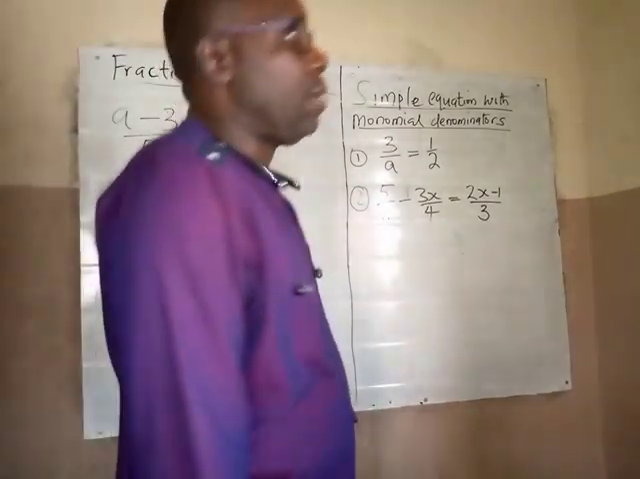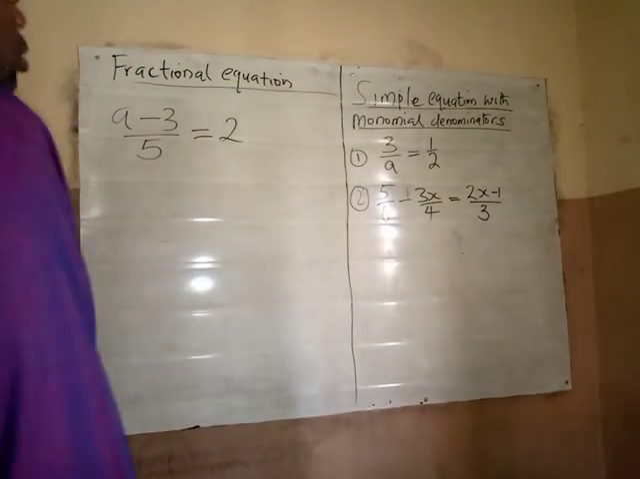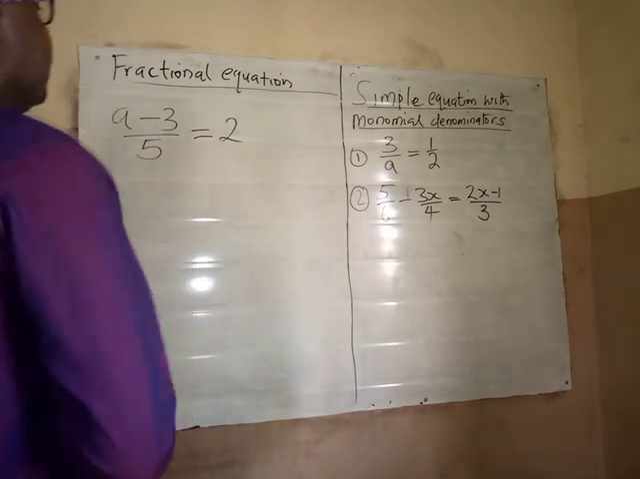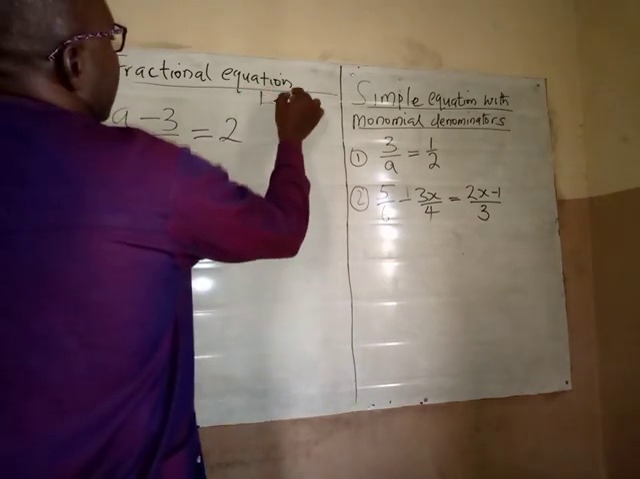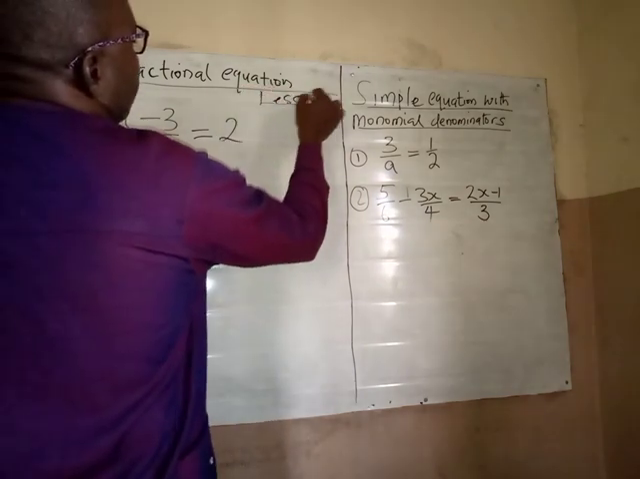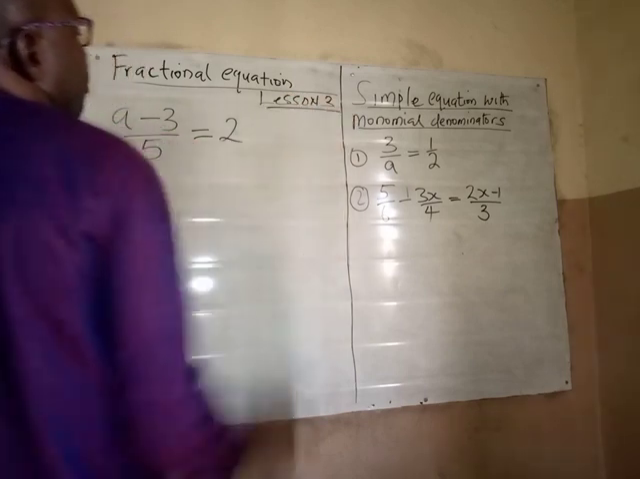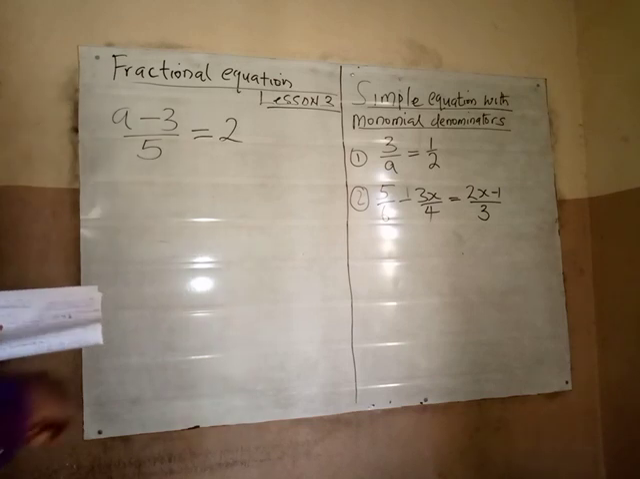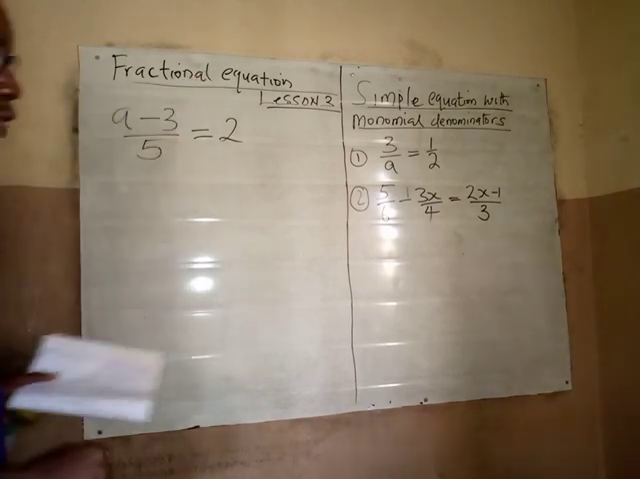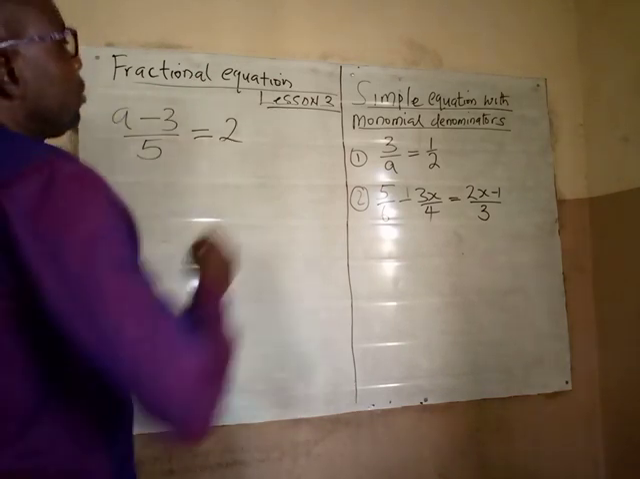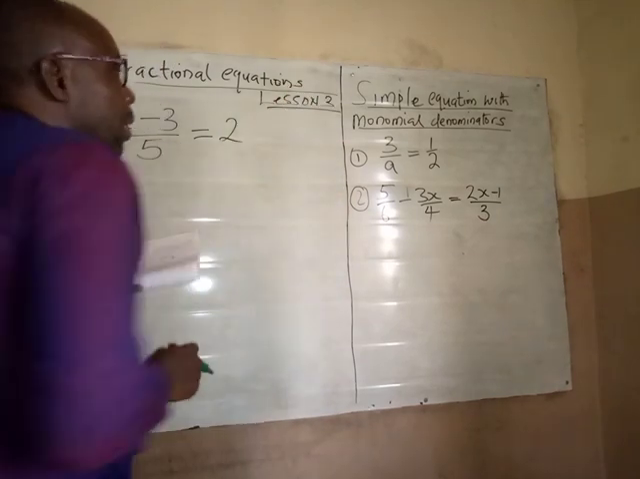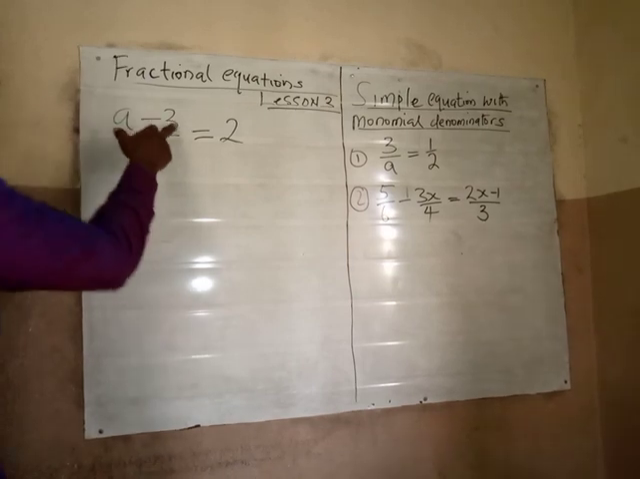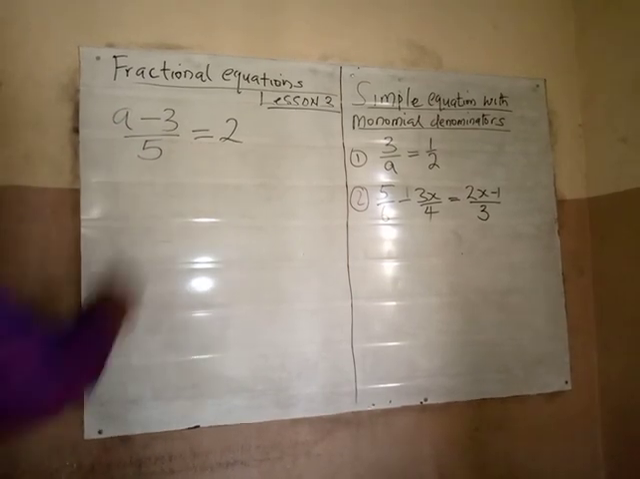We have thought about fraction in two of our lessons. Today we are going to do lesson three on fraction. What we're going to focus on is fractional equations, how to go about it. We have an example here: a minus 3 over 5 equals 2.